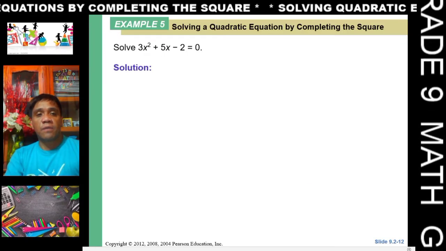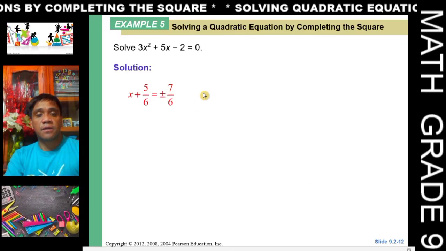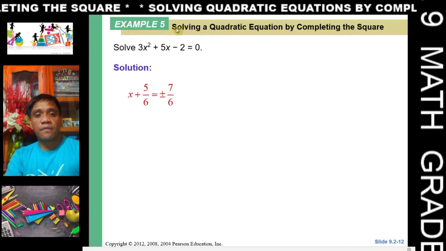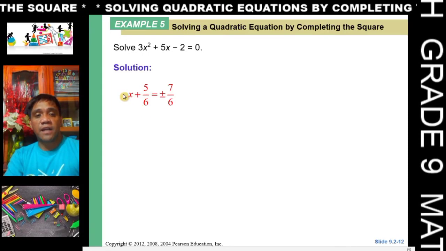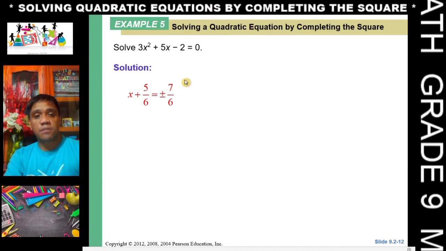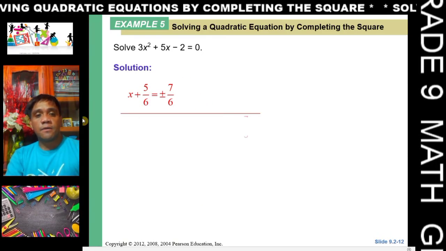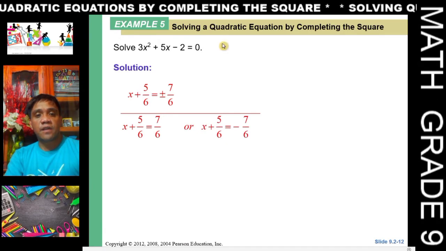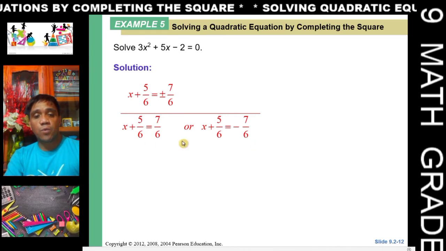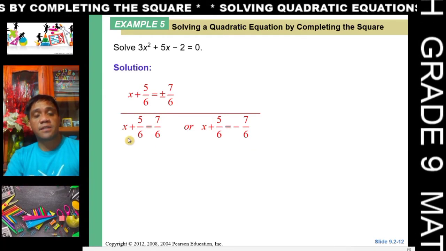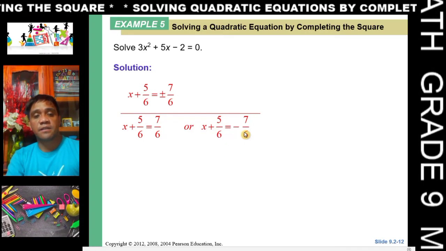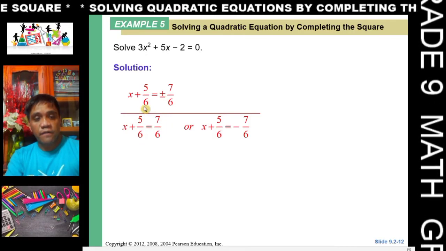So we continue here. We have still the same that I just copied. From here, as we look for the value of x, we are going to make the 5 over 6 become 0, so it must be transposed to the other side. As you notice, as we break it down, there is the positive value and the negative value. So we have x plus 5 over 6 is equal to 7 over 6, and the other one is x plus 5 over 6 is equal to negative 7 over 6. Still the same, we are looking to make the 5 over 6 become 0.